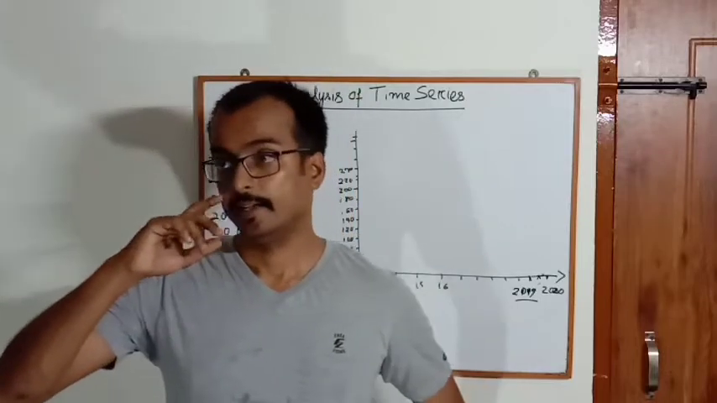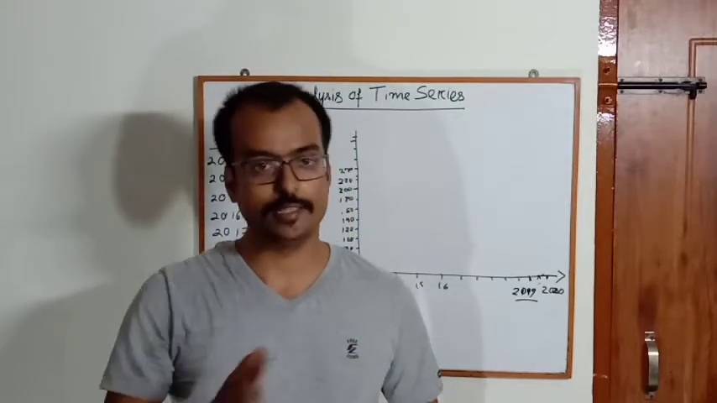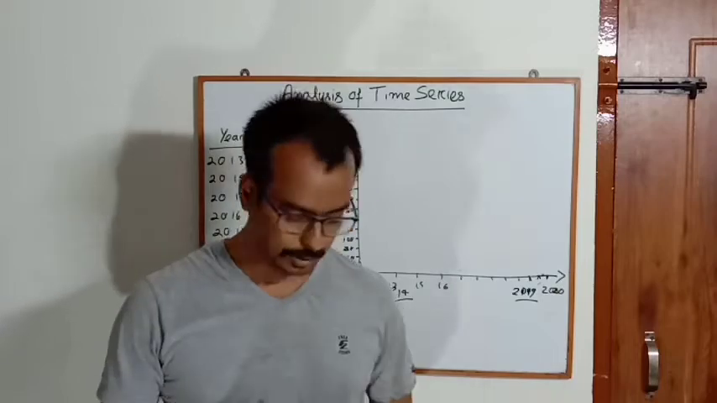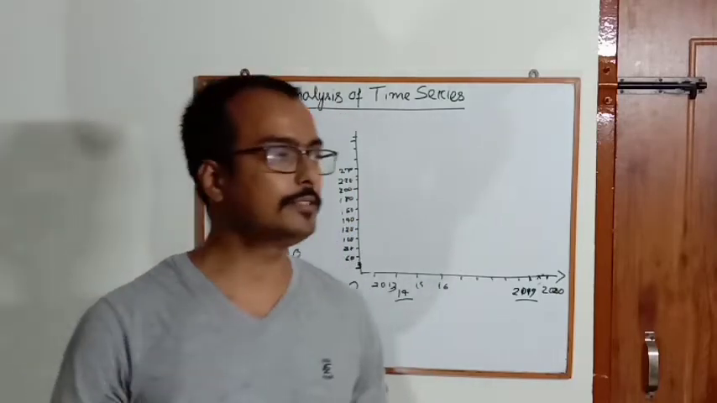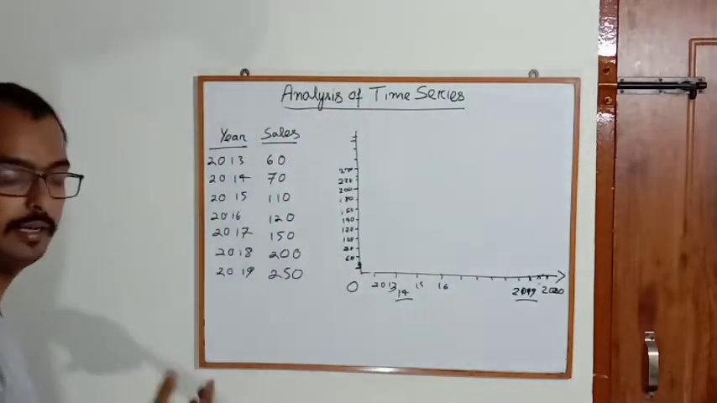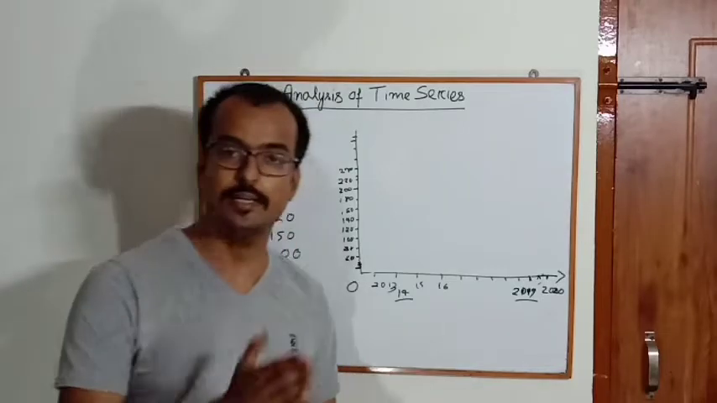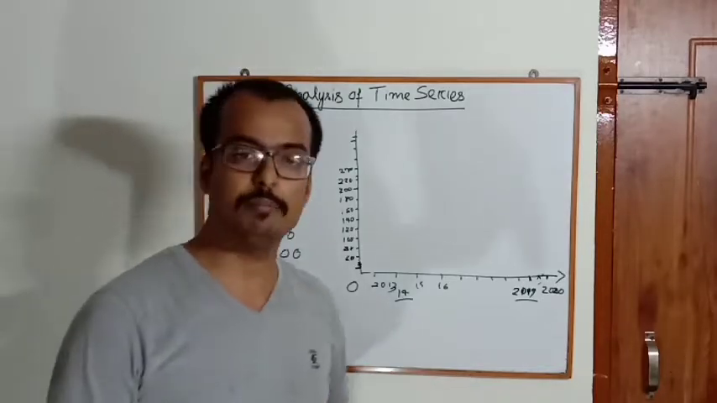Now we have seen the defects of this method. Due to the defects, we can take the help of another method, the second method, the method of semi-average.